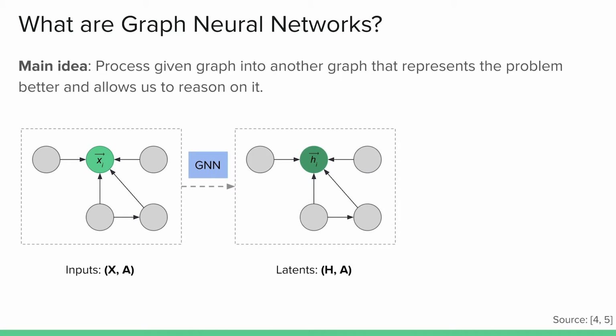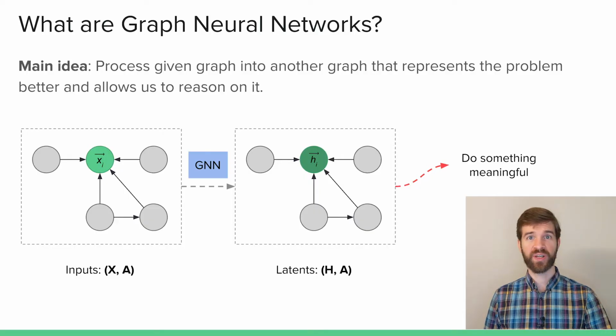We transform this graph into another graph. This is the learning part of graph neural networks, where we have some latent representations of the nodes with more information on each node. And then we try to do something meaningful. We try to reason on this learned graph in this latent representation.